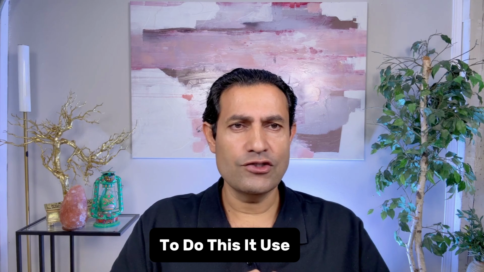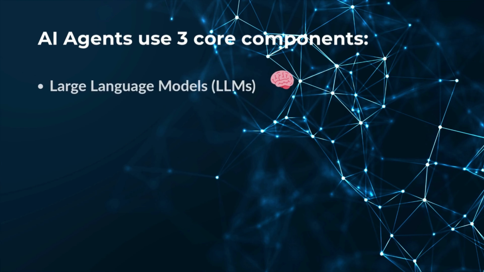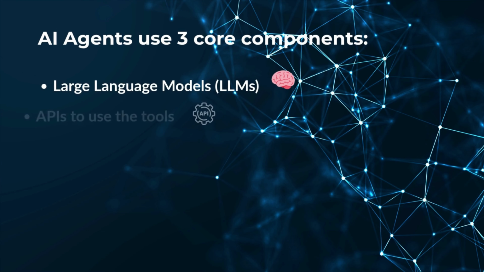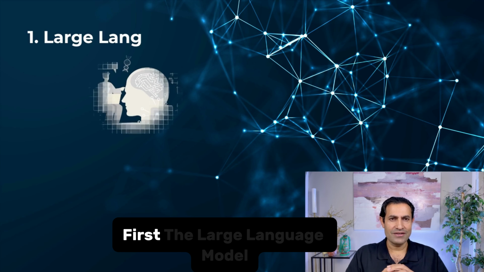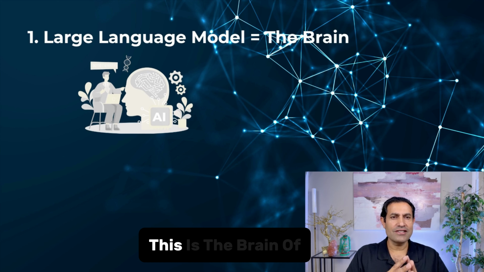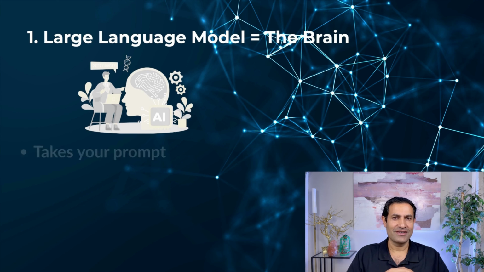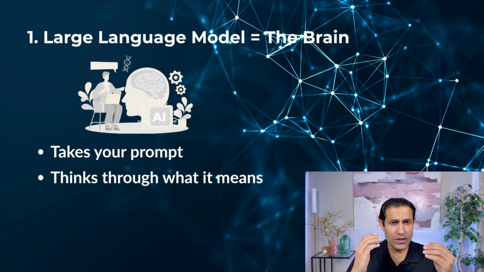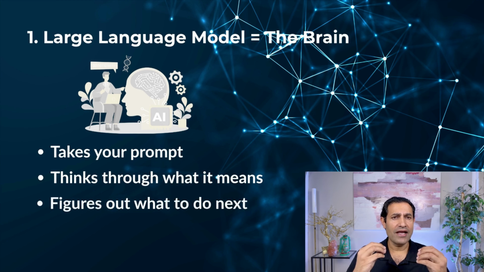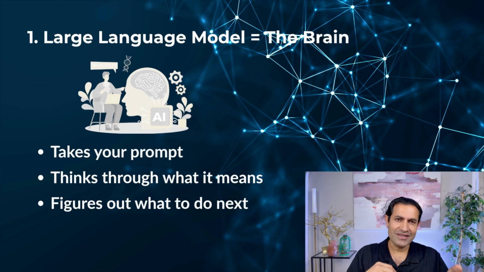To do this, it uses 3 core components: LLMs, the large language models, APIs to use the tools, and memory to save the information. First, the large language model. This is the brain of the agent. It takes your prompt, thinks through it, what it means, and figures out what to do next.